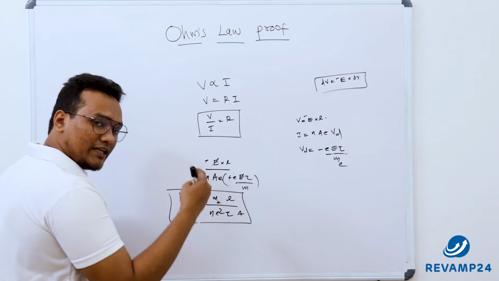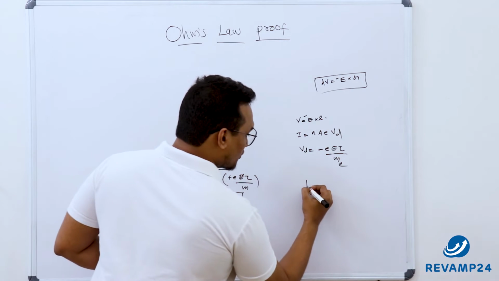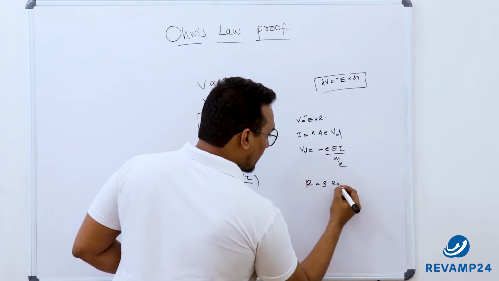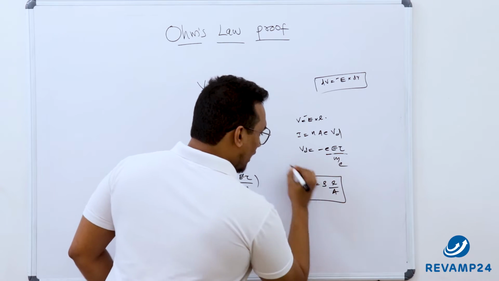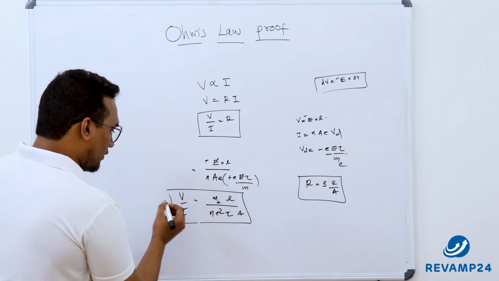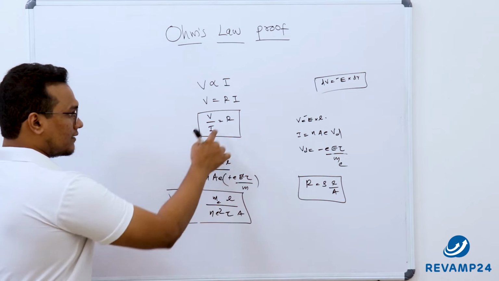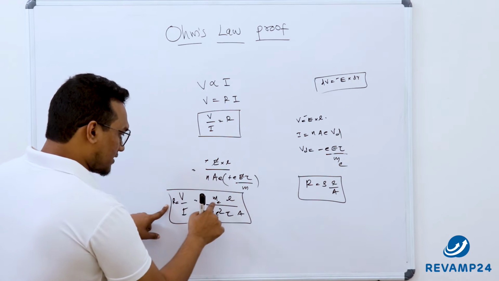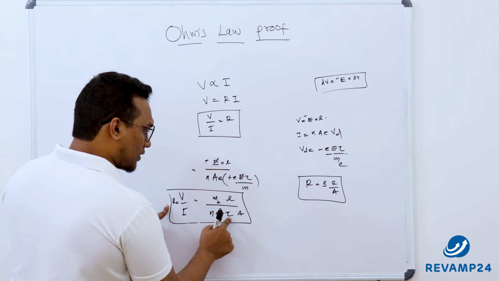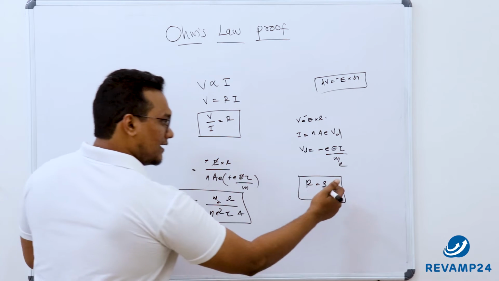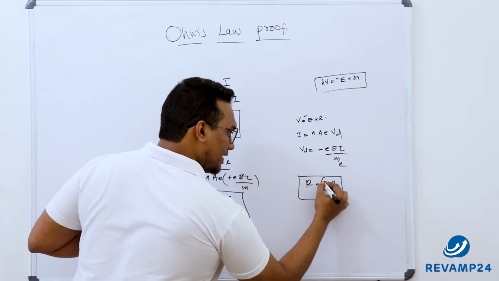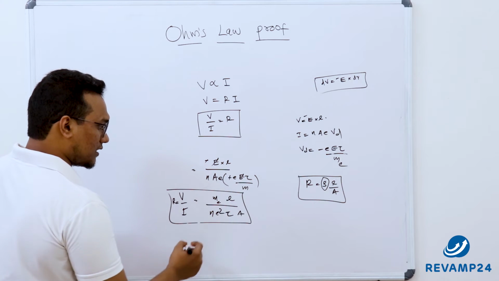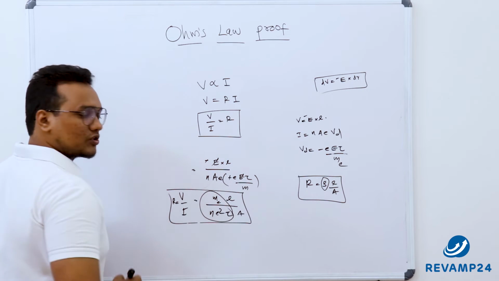Now we will also get an important relation. What is that? We also have learned R is equal to rho L by A. Now compare these two equations. V by I is nothing but resistance, right? Resistance. Now we have an equation m divided by N E square tau into L by A. See, what is the coefficient of L by A here? Rho. Now what is the coefficient of L by A here? m by N E square tau.